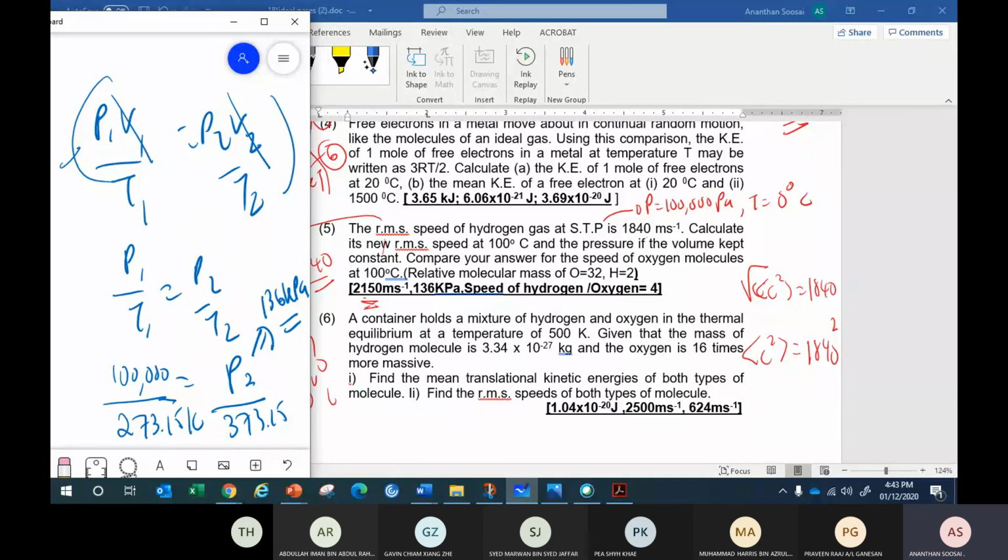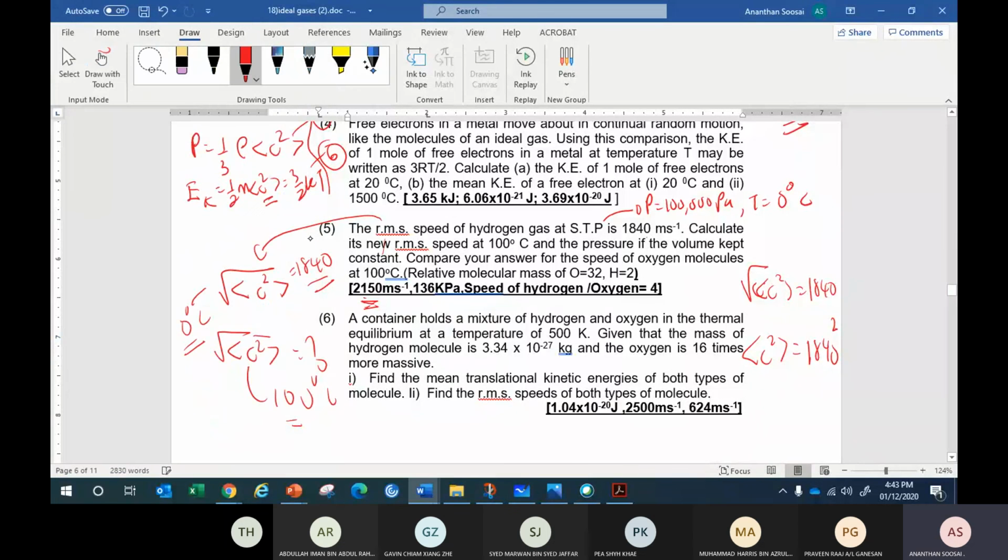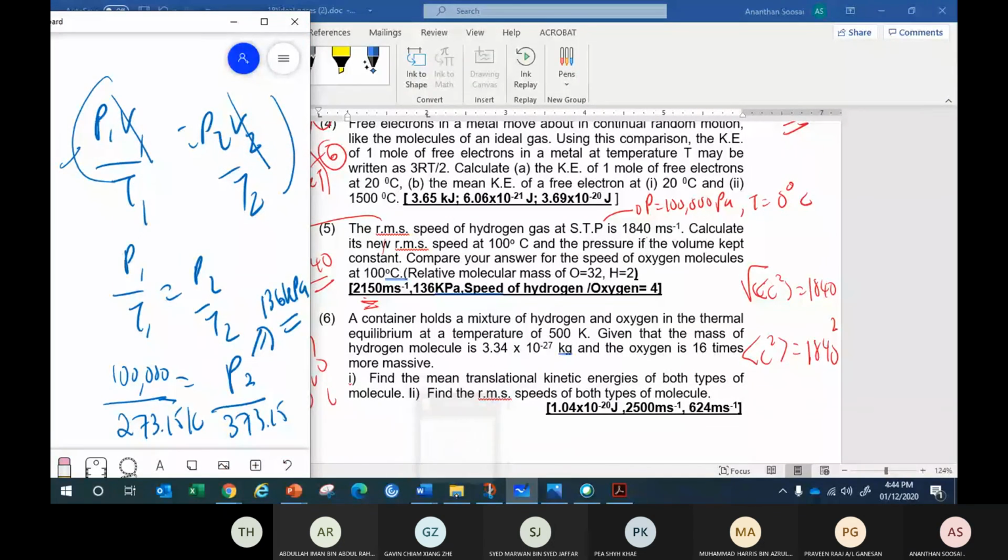Okay, so now comes another good question, the last part. After finding the pressure, compare your answer for the speed of oxygen molecules at 100 degrees Celsius. Earlier, what gas was it? Earlier it was hydrogen. So they want to compare the hydrogen speed with the oxygen speed at 100 degrees Celsius. Oxygen relative mass is 32, hydrogen is 2. This is the relative atomic mass. Oxygen is relatively very heavy, so of course the speed should be smaller. They want the ratio of speed of hydrogen to speed of oxygen. You need to get 4.